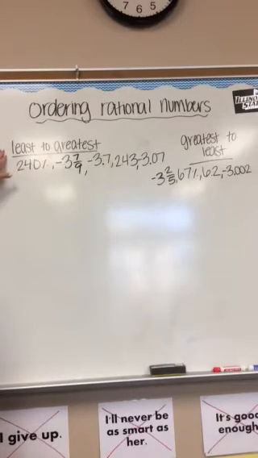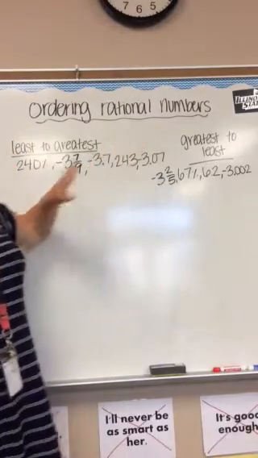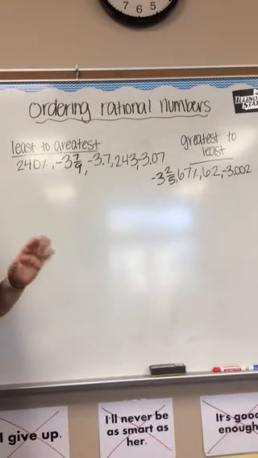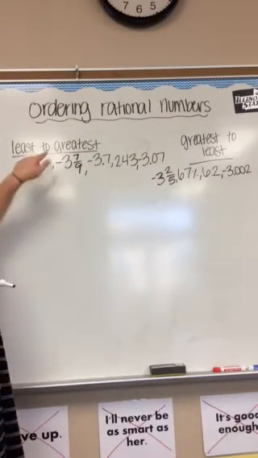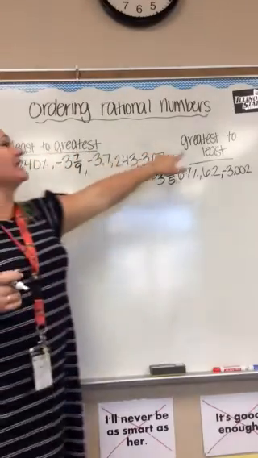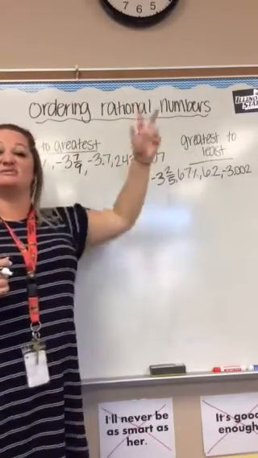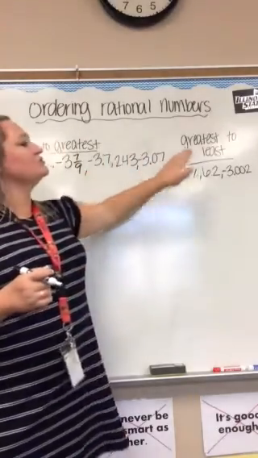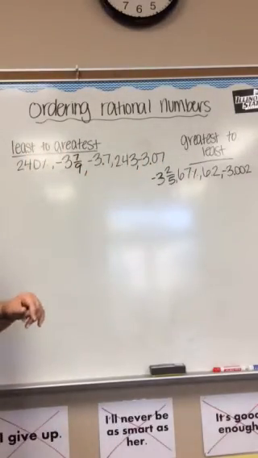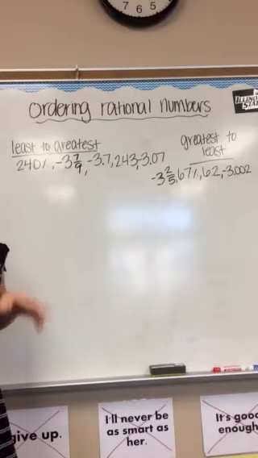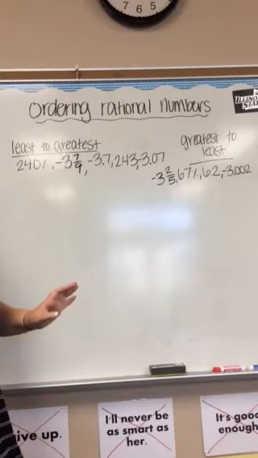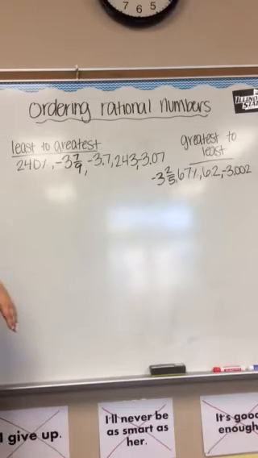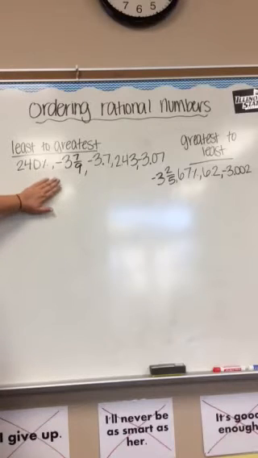The biggest thing I want to point out, probably the biggest mistake made when ordering rational numbers, is doing least to greatest instead of greatest to least, or vice versa. So please make sure you're paying attention to when it says greatest to least or least to greatest. Highlight it, underline it, pay close attention to it. So the first one I'm going to do is least to greatest.